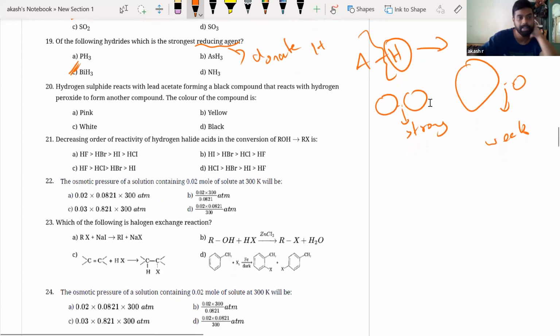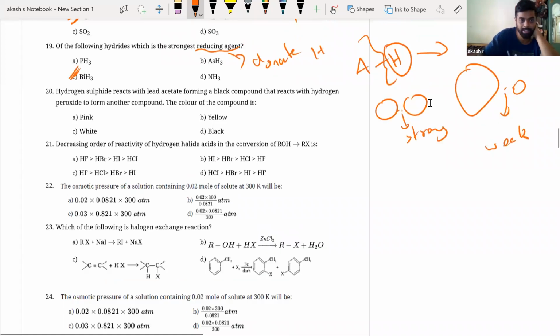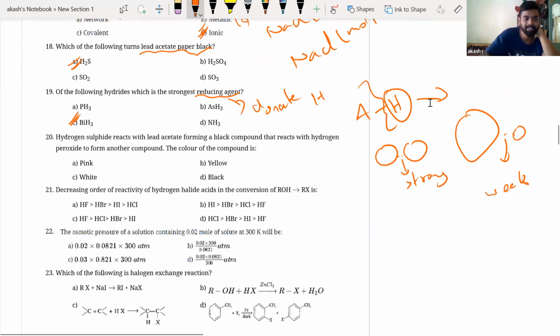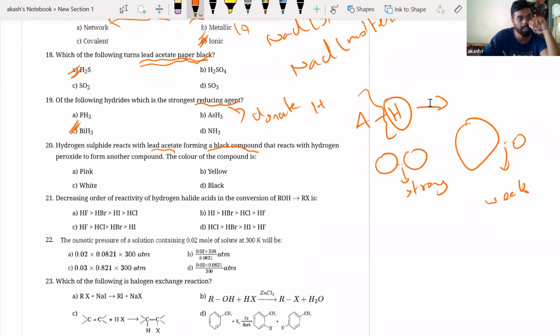fine. The hydrogen sulfide reacts with lead acetate. So you can see, if at all you didn't know this question, which of the following will turn lead acetate paper black? The clue is given in the 20th question itself. Hydrogen sulfide reacts with lead acetate, forming a black compound that reacts with hydrogen peroxide to form another compound. The color of this compound, I think, is okay. Great.